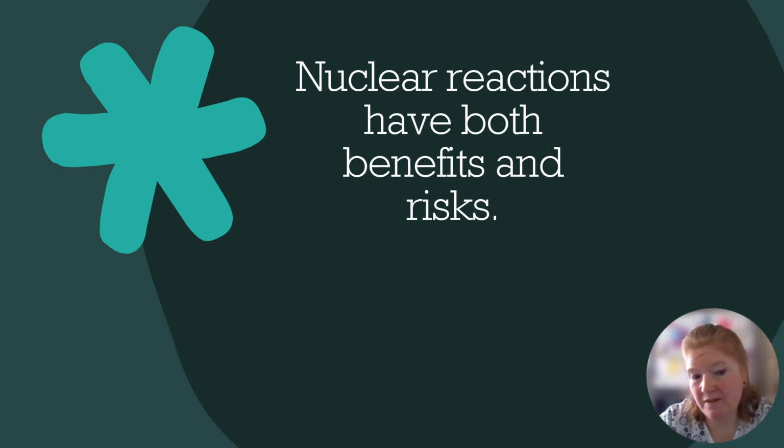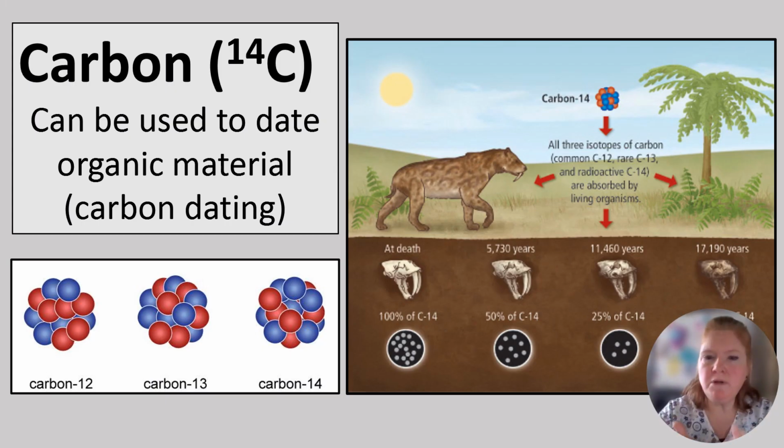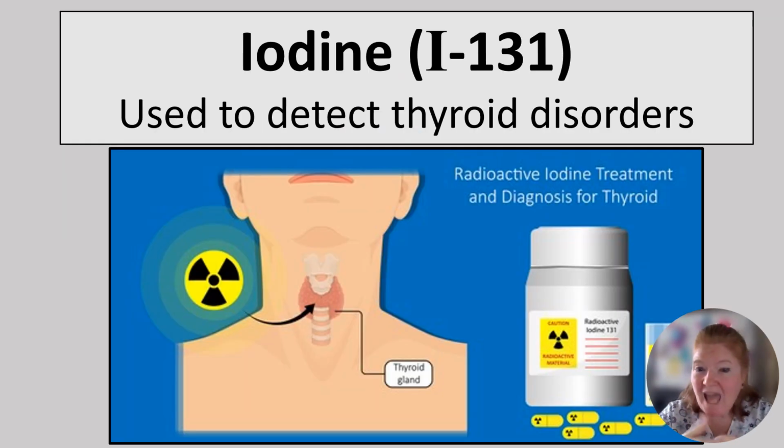Nuclear reactions have both benefits and risks. So certain radioisotopes have specific uses, and some are used in medicine, okay? You have to know these exactly, so learn them. So we have carbon-14. It's used to date organic material, called carbon dating. So things that were once living, so trees and animals. If we find bones, okay, carbon-14. Iodine-131 is used to treat thyroid disorders. So diagnose and treat. So iodine for the thyroid. Okay.